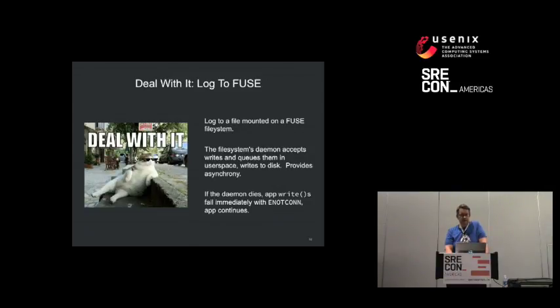We log to a file that's mounted on a fuse file system. Why? Because the semantics of fuse are that if the reader process, the process that implements the file system, dies, then the write call to that file will fail immediately with an error, which means that the application will be a little bit upset, but it will not block and it will keep going. And you'll lose logs. That's unfortunate, but the application will still keep running. So that's pretty awesome.